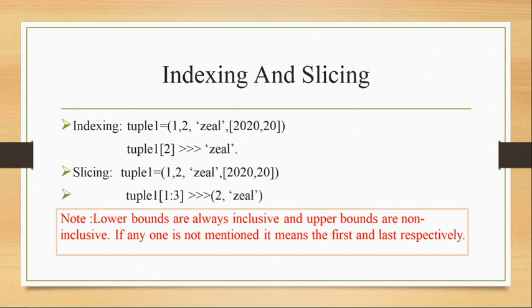Indexing and slicing in a tuple can be used just to view or access. If I want to check what is present at index 2, I'll just use T1[2], and it will give me what is present at index 2. Slicing will again give me a section, just like we learned in list.